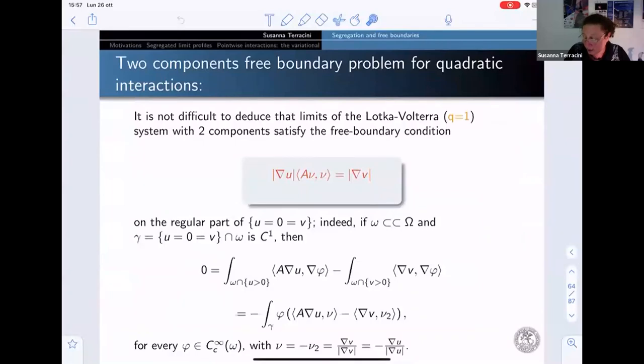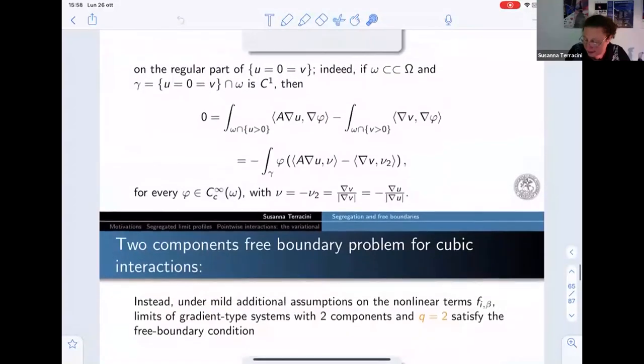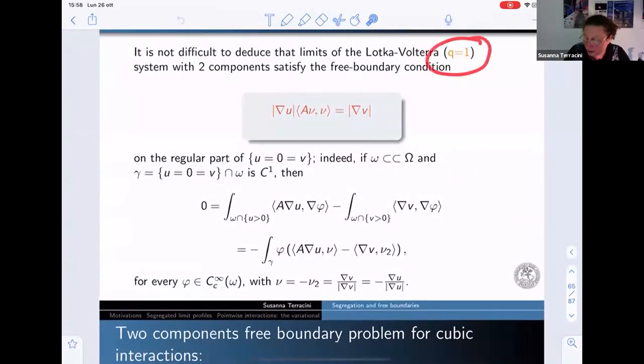And in particular, we can find a reflection law. The reflection law about the gradient of two interacting components is a proportionality law with respect to the weight given by the scalar product of A nu by nu. Now I'm almost finished. We did this in the case when Q is equal to 1, and we found one reflection law.